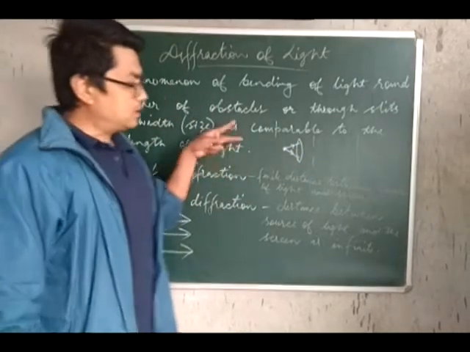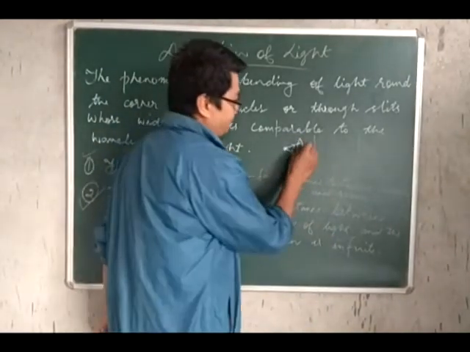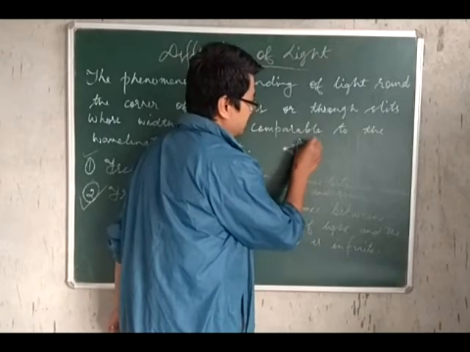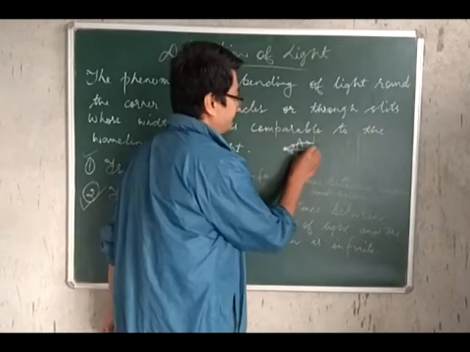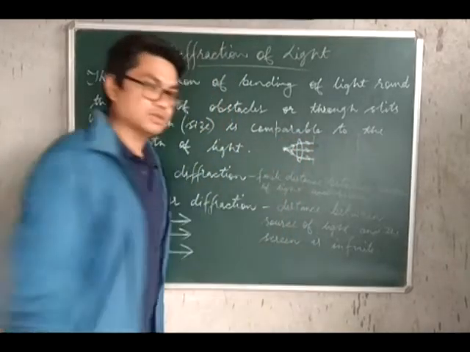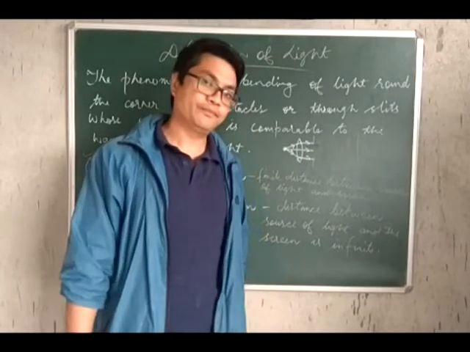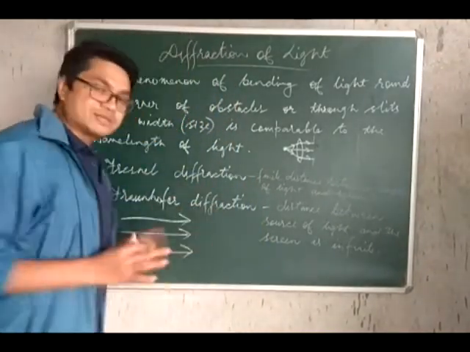So what happens is a diverging beam of light, so to say. This ray of light is made parallel by your convex lens. So it's like the source of light and the slit is an infinite distance away. So this is how it's done.